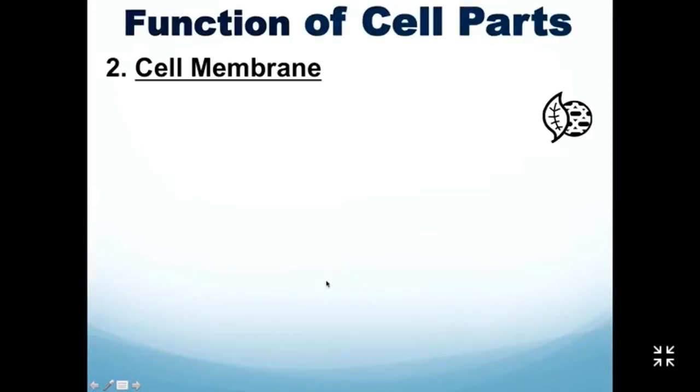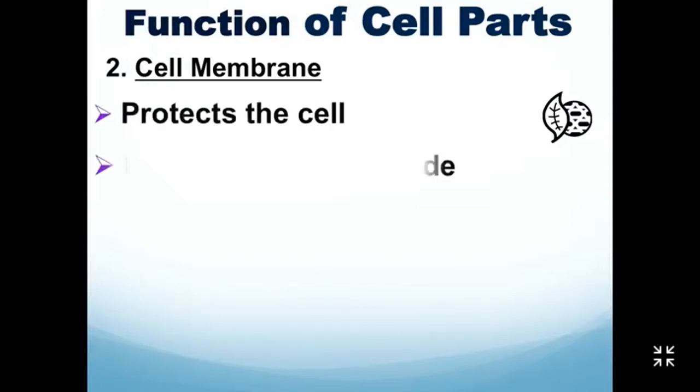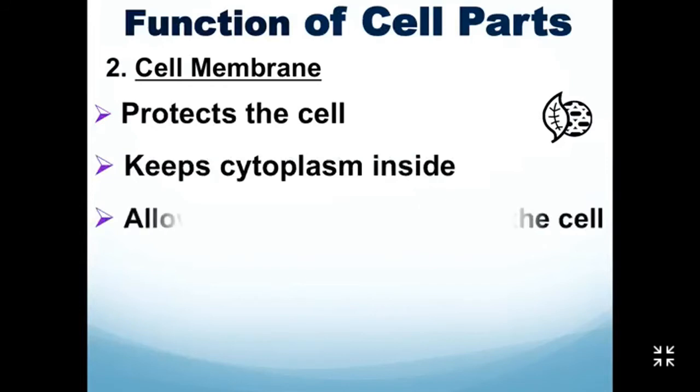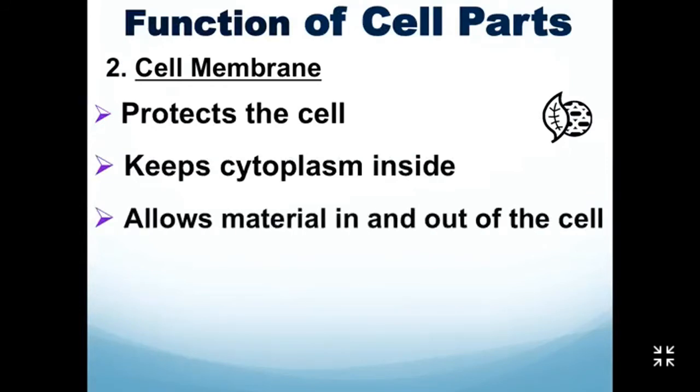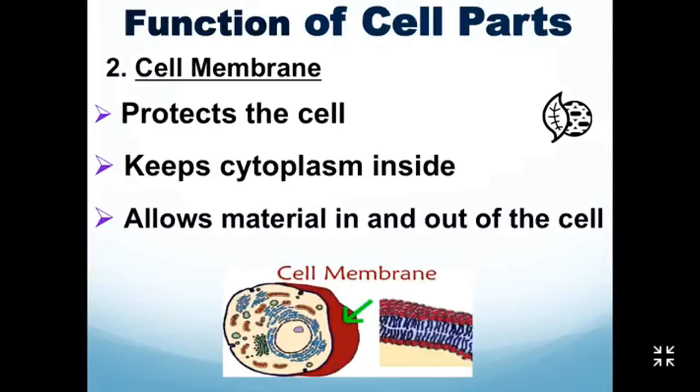Let's proceed to the cell membrane. The cell membrane protects the cell from invaders, keeps the cytoplasm inside, and allows materials in and out of the cell. To show you an illustration, how does it look like? As you can see here, this is the cell. The outer covering of the cell is where the cell membrane is located.